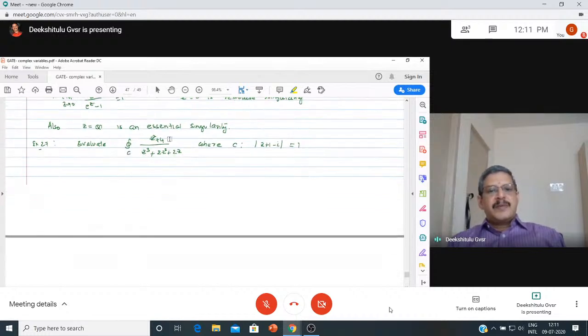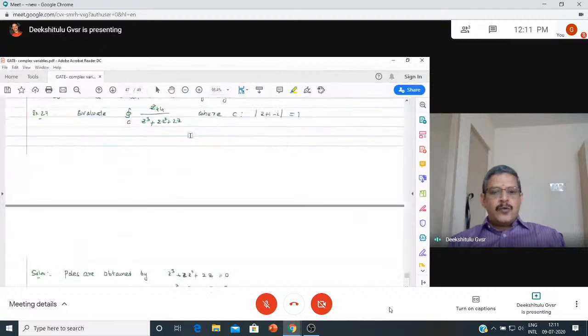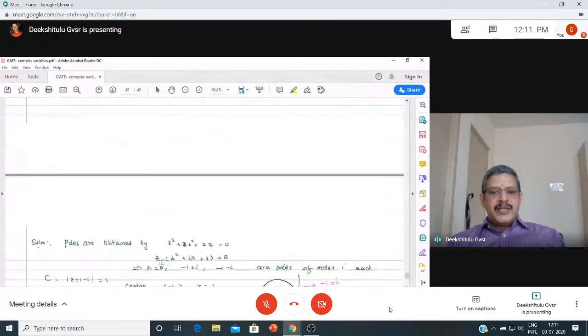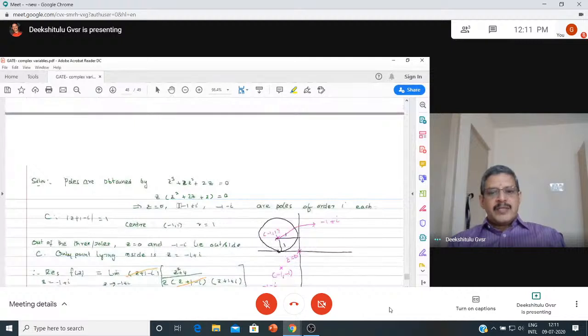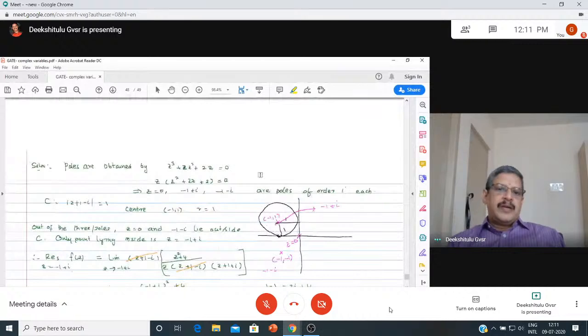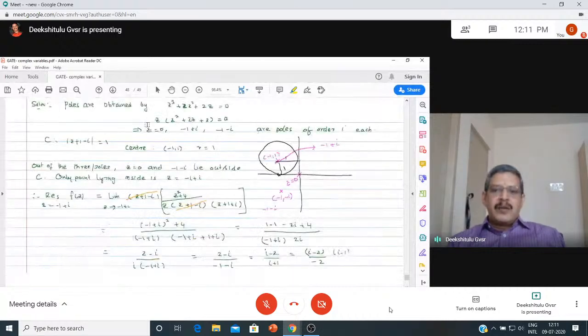Evaluate the integral over C of z square plus 4 by z cube plus 2z square plus 2z, where C is mod z plus 1 minus i equal to 1. Let us use the residue theorem to apply to this. The poles are the roots of the denominator. So z cube plus 2z square plus 2z is equal to 0. You take z common, z square plus 2z plus 2 is equal to 0. z is equal to 0, z is equal to minus 1 plus i, z is equal to minus 1 minus i. They are the roots of the denominator, so they are the poles. They are not repeated roots. They are simple poles of order 1. Simple poles means order 1.